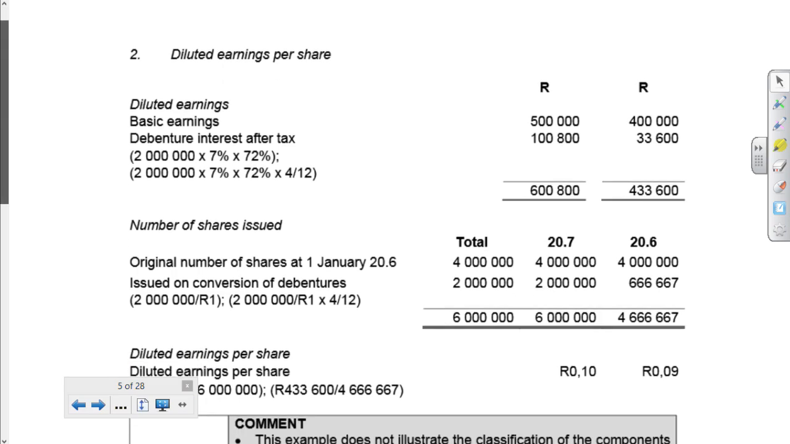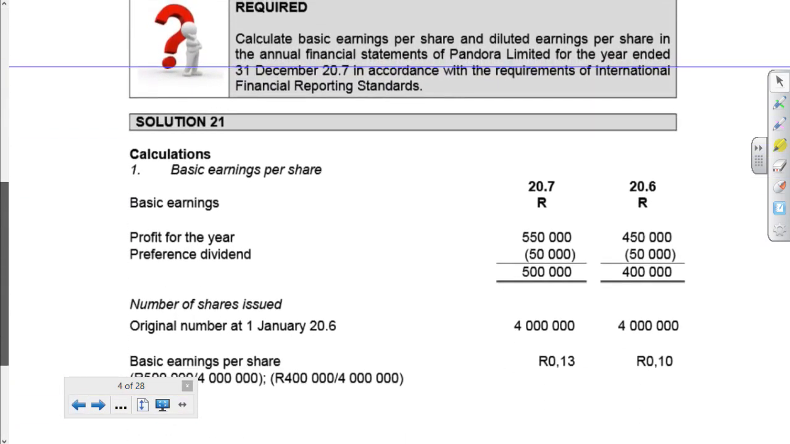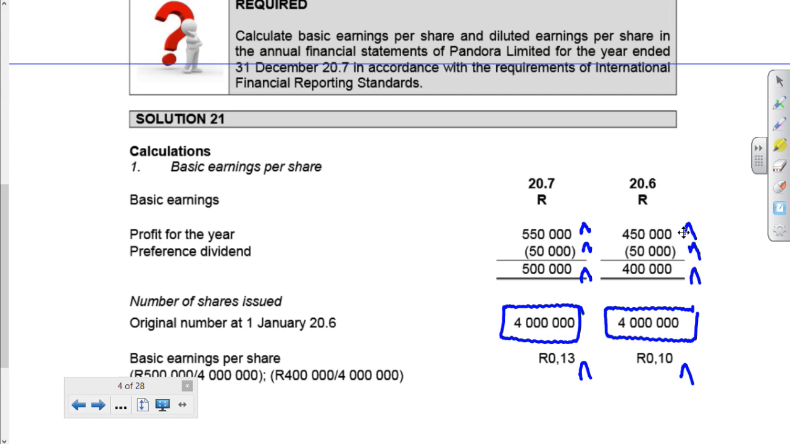my first step, which is to work out basic, is to actually adjust it for that cumulative pref dividend of 50, the 10%. And I will take both years. That year was 450, I adjust it by 50, I land on 400. 550, I adjust by 50, I land on 500. There was no change in the number of shares, and I have my earnings per share, 10 cents and 13 cents. Yeah. Now, these are the numbers I'm going to use to do my diluted.